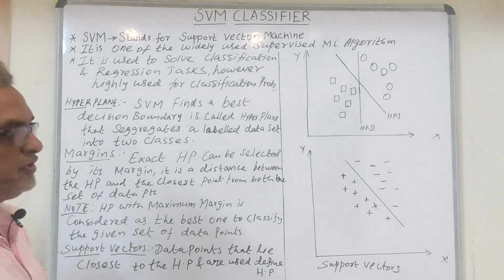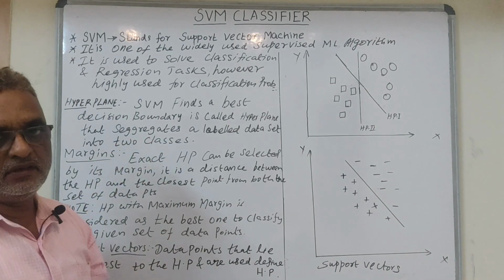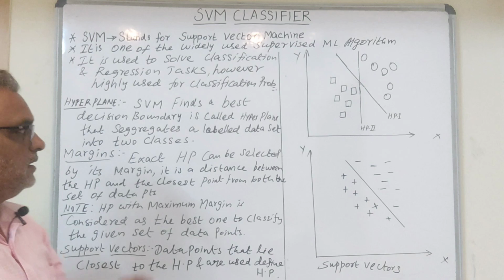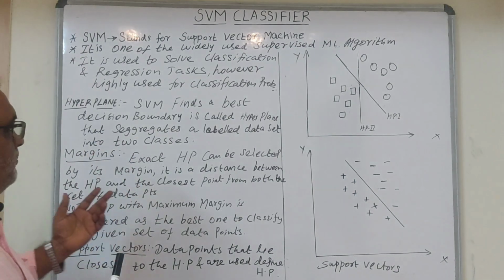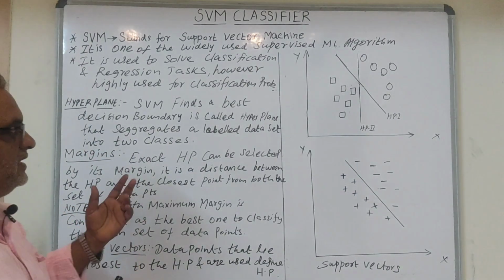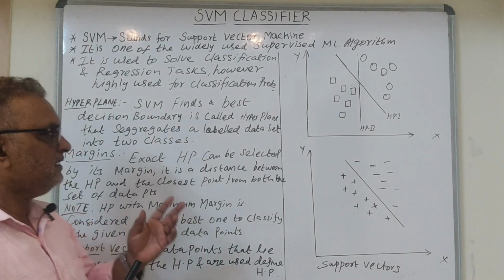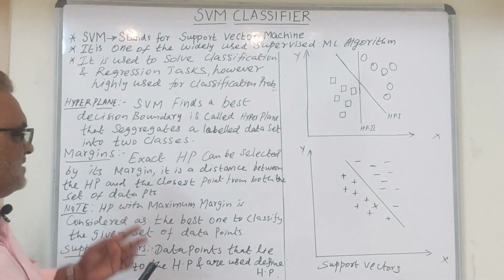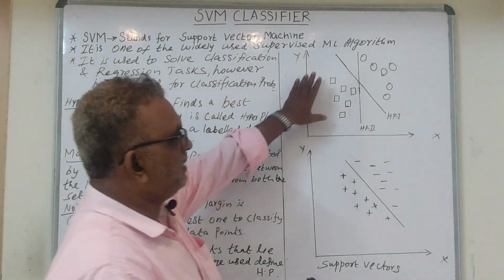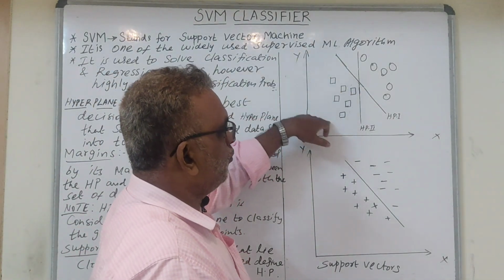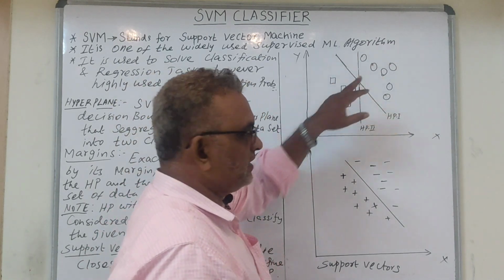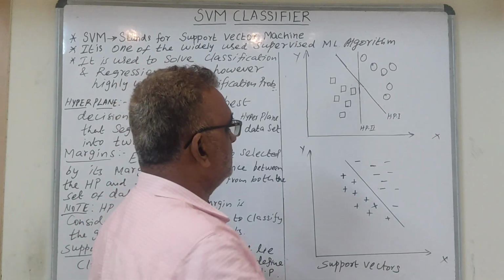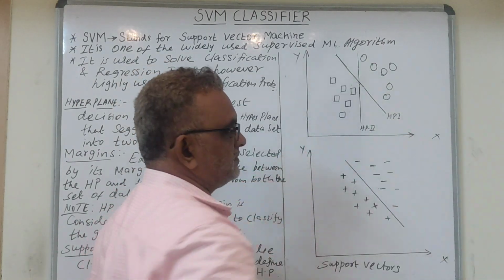In which we should understand some of the important terms. Number one, hyperplane. SVM finds a best decision boundary called a hyperplane that segregates a labeled data set into two classes. For example, let us consider this is one set of data, this is another set of data. The straight line which separates them is called a hyperplane.